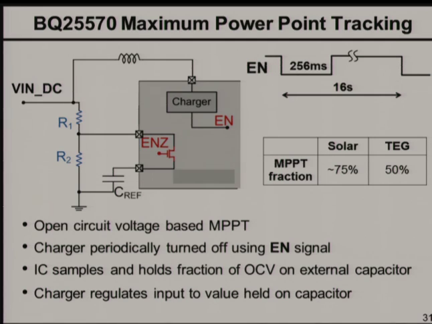Now, the good thing with this is it's not just for solar cells. If you apply it to thermoelectric harvesters, typically the maximum power points are at 50% of the open circuit voltage. And so this methodology is then applicable to a variety of harvesters too.